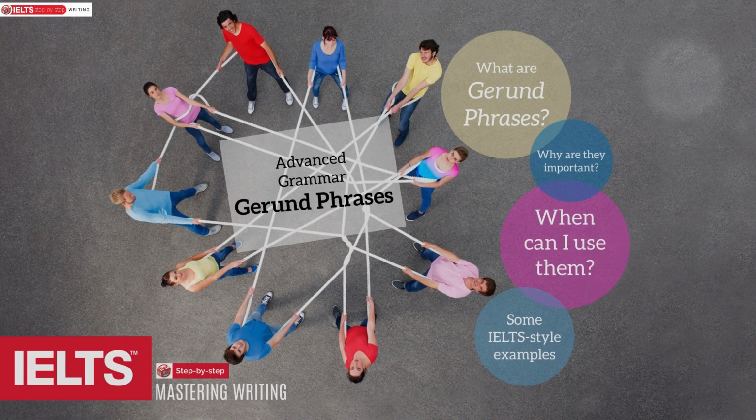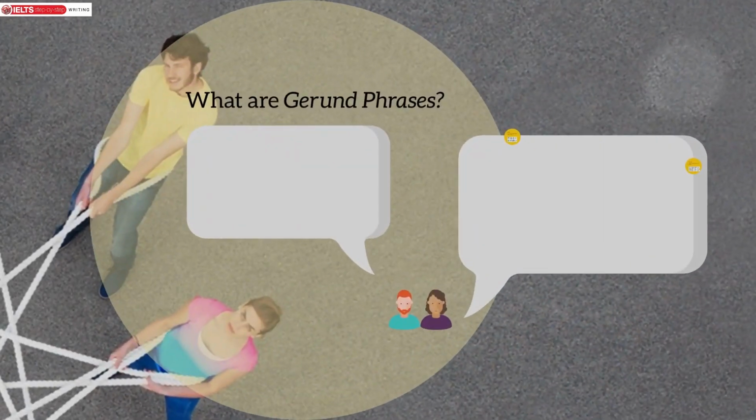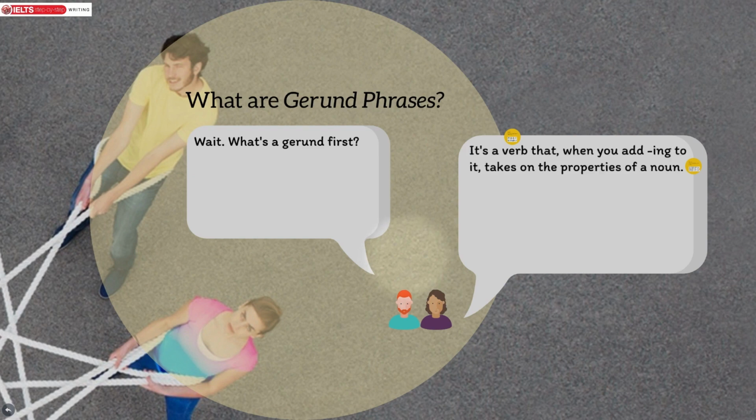Okay, so let's start with what are gerund phrases. There's a poor student down here on the left and his teacher on the right trying to explain. So he starts off with, so what's a gerund first? It's a very good question. If you know what a gerund is, that's great. If you don't, this is a chance for you to focus very carefully. So basically a gerund is a verb that when you add ing to it, it takes on the properties of a noun. If I say take on a property of something, it means it sort of becomes a noun in a way. It's not a noun, but it behaves like a noun. It has the similar qualities or properties of a noun.